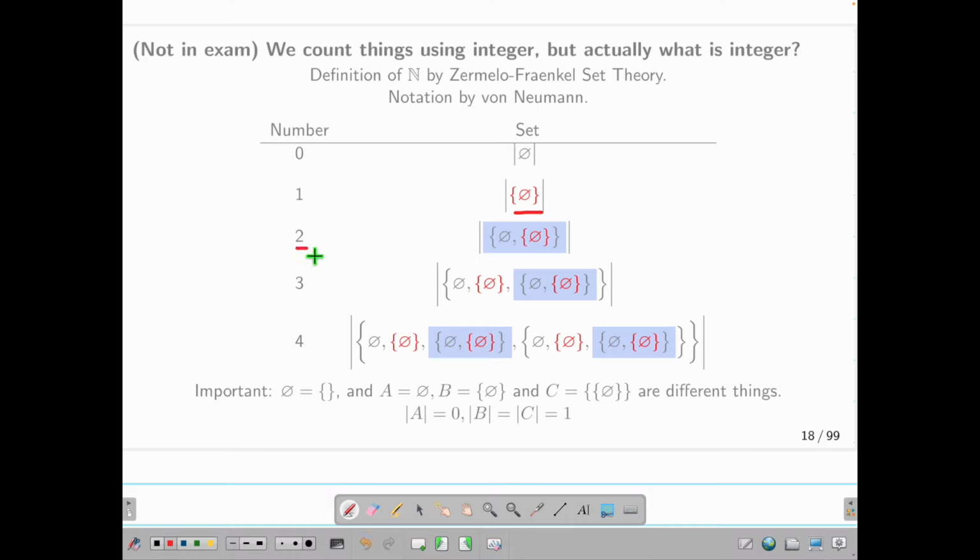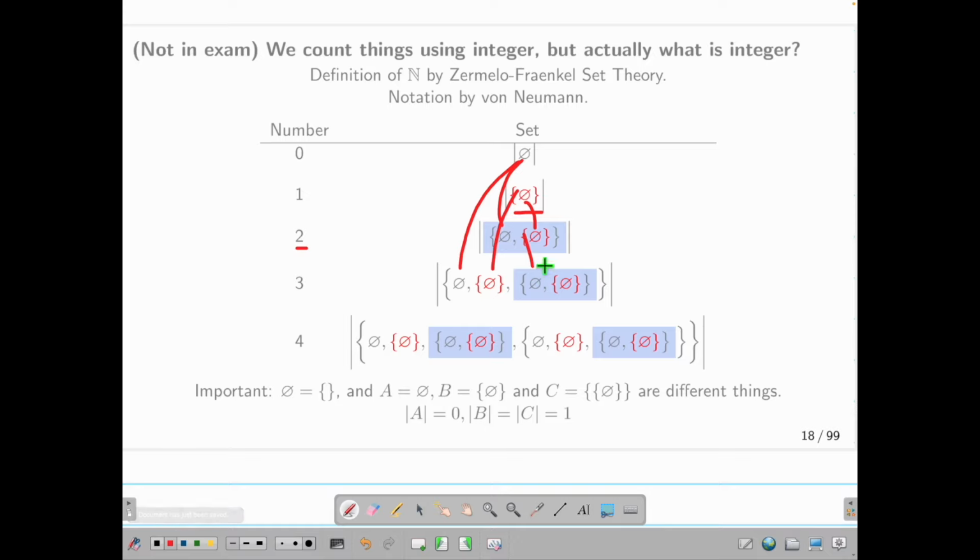What is 2? Then you may say, oh, easy, I have a set with 2 things. Done. No. This 2 set comes from the first thing and the second thing. Now this set has 2 things, and the cardinality is 2. And then now I have this, and I call this thing 3. And so on.